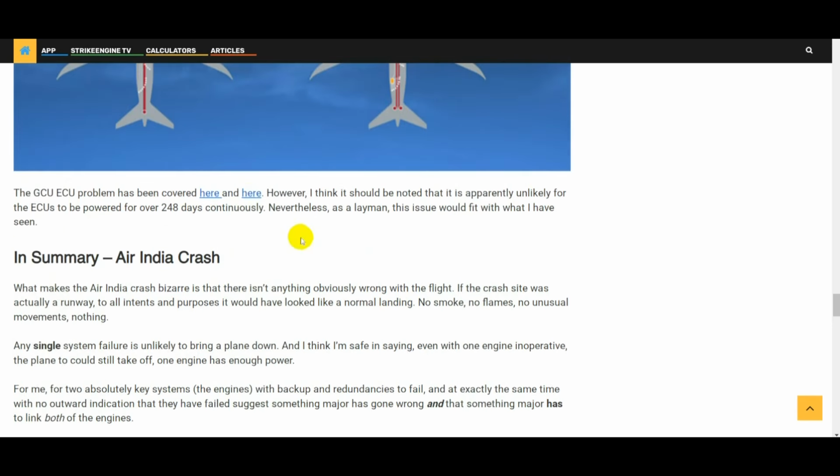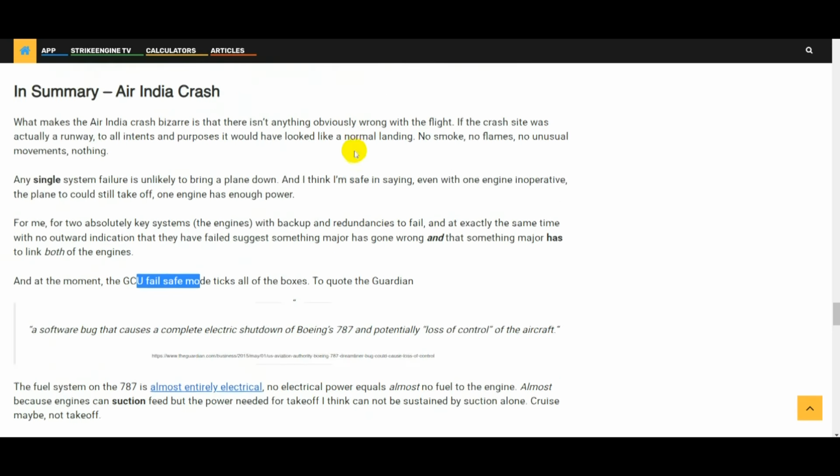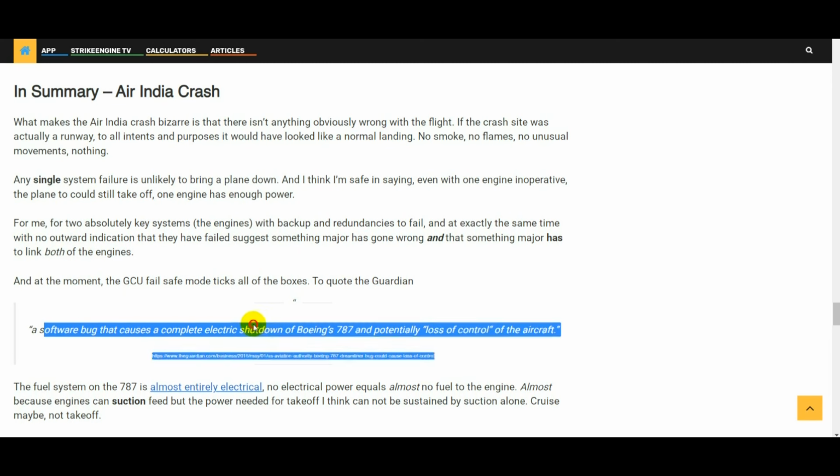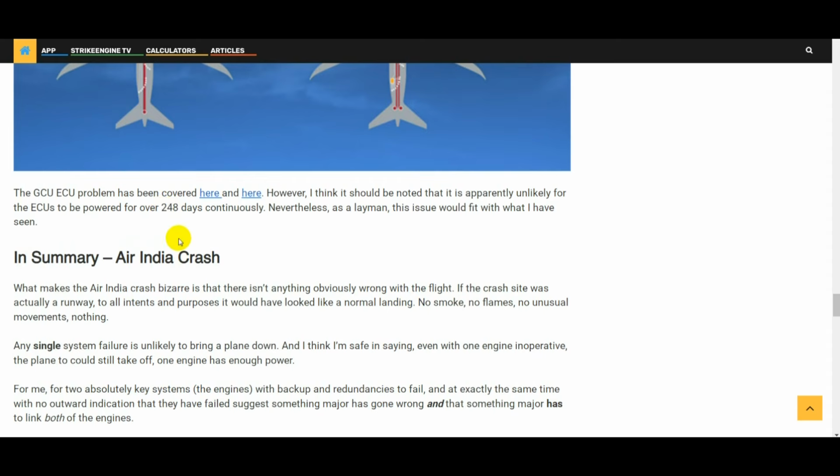I'll just quote The Guardian, which I've linked to above, what they've said in their article. A software bug, when they're talking about this GCU going into fail-safe mode, a software bug that causes a complete electrical shutdown of the Boeing 787 and potentially loss of control of the aircraft. This is what happens when these ECUs have been on for over 248 days continuously.